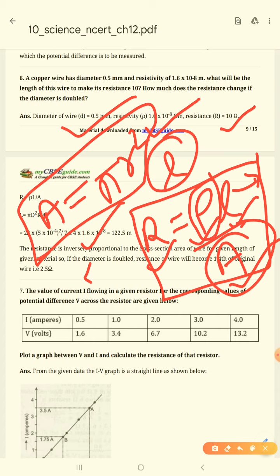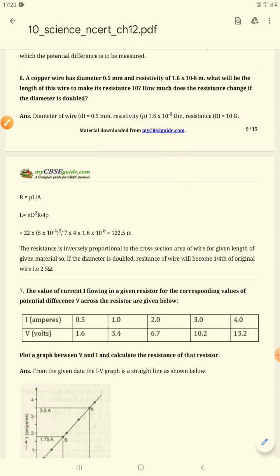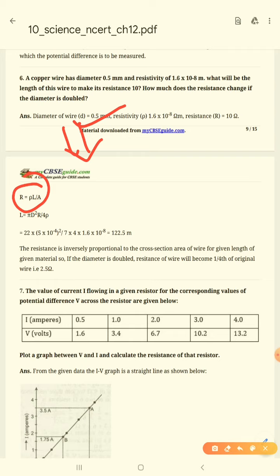You know about pi, it is a constant value, which is 22 upon 7, and r is the radius. So in any question, if we have to find the area of any wire, then we directly use the pi r square formula. Now we are able to answer this question. We have the formula R equal to rho L upon A, and we have diameter 0.5 millimeter. We have to find area, that is pi r square, so we should have the radius.